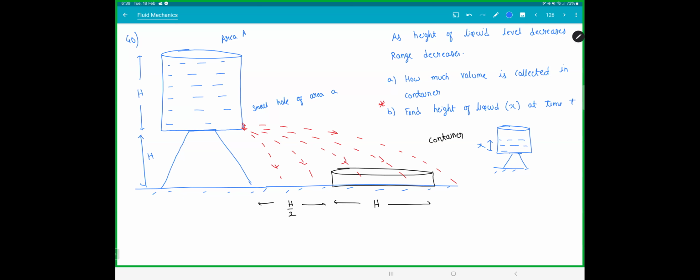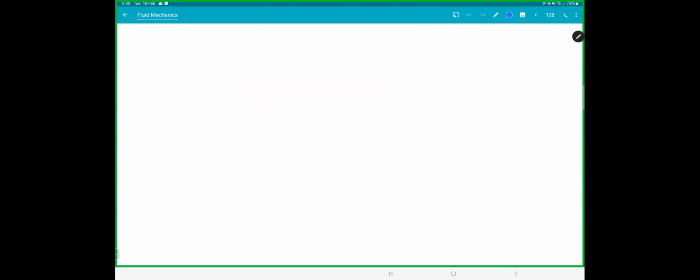So how to get the time? Let me know in case you can't see the screen or can't hear my voice. How to find the time? Now listen. This part involves integration. And this is how we always do it, right? Whenever we integrate, we always start from the intermediate position. So after time t, let the height of the liquid be x.